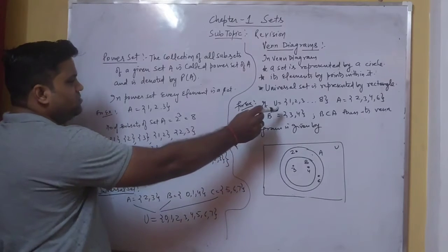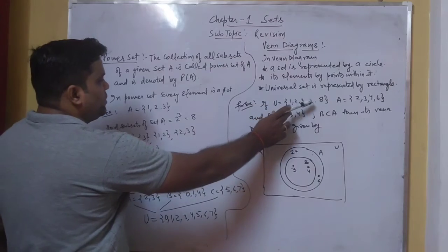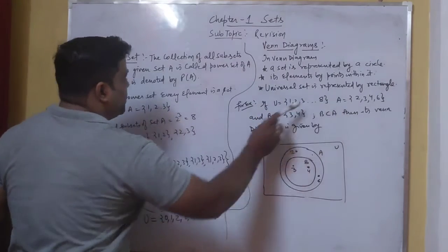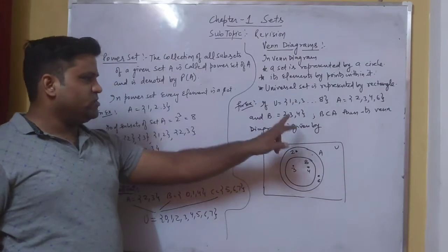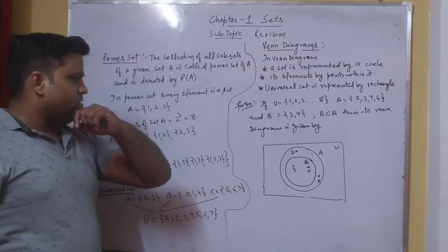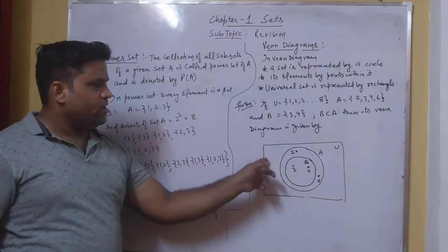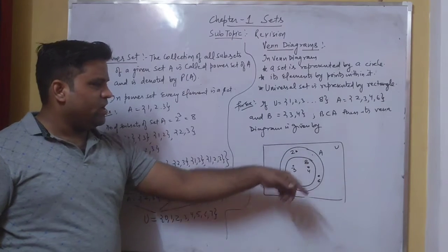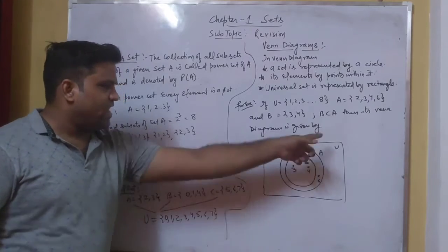For example, we have an example here. This is the universal set, which starts with 1, 2, 3 and goes up to 8. Here A is another set and B is another set. Here B is a subset of A, so its Venn diagram is given by this diagram. So this shows that B is a subset of A, and both B and A are contained in the set U, which is represented by a rectangle.